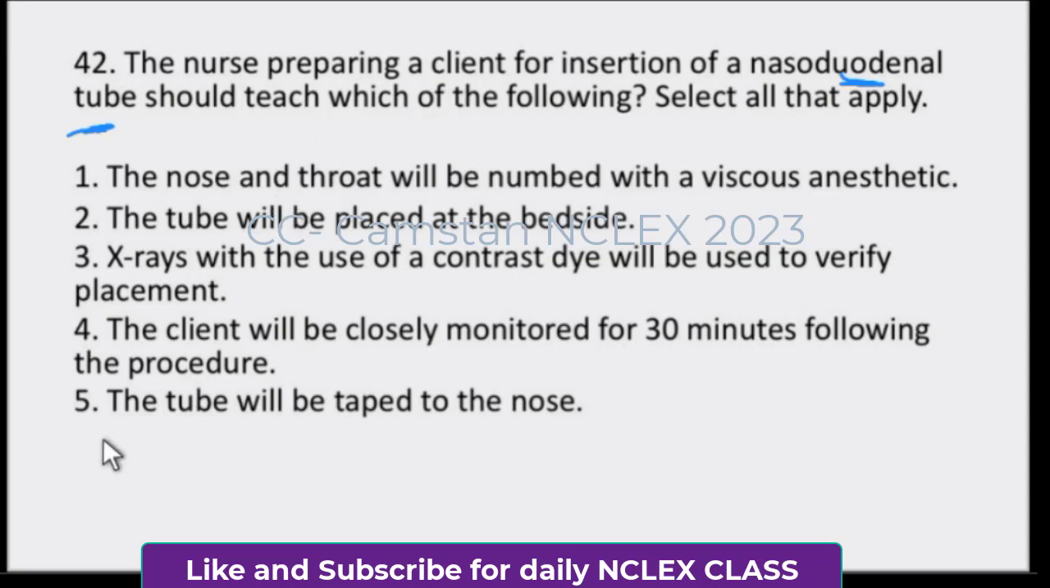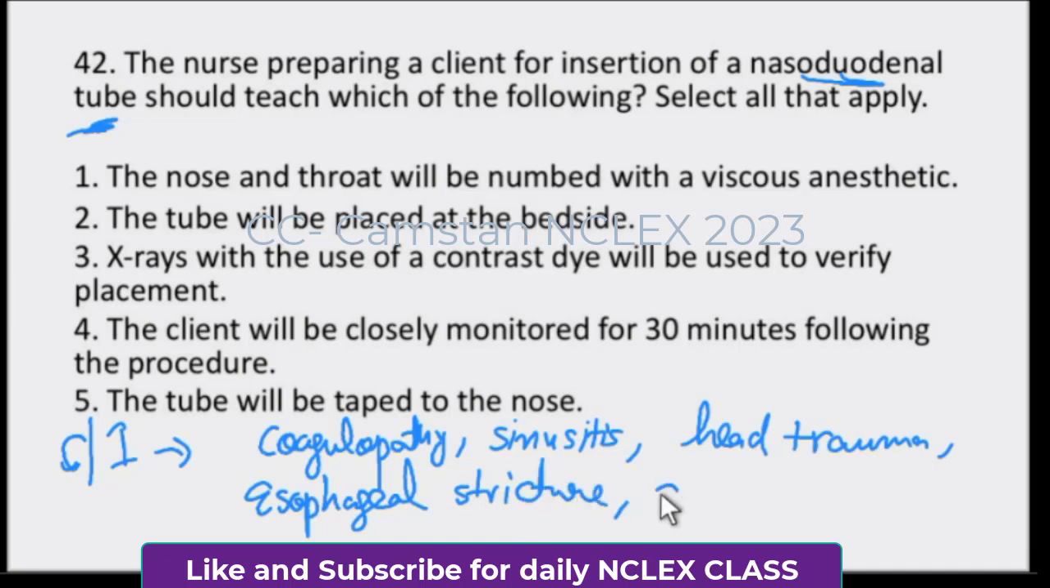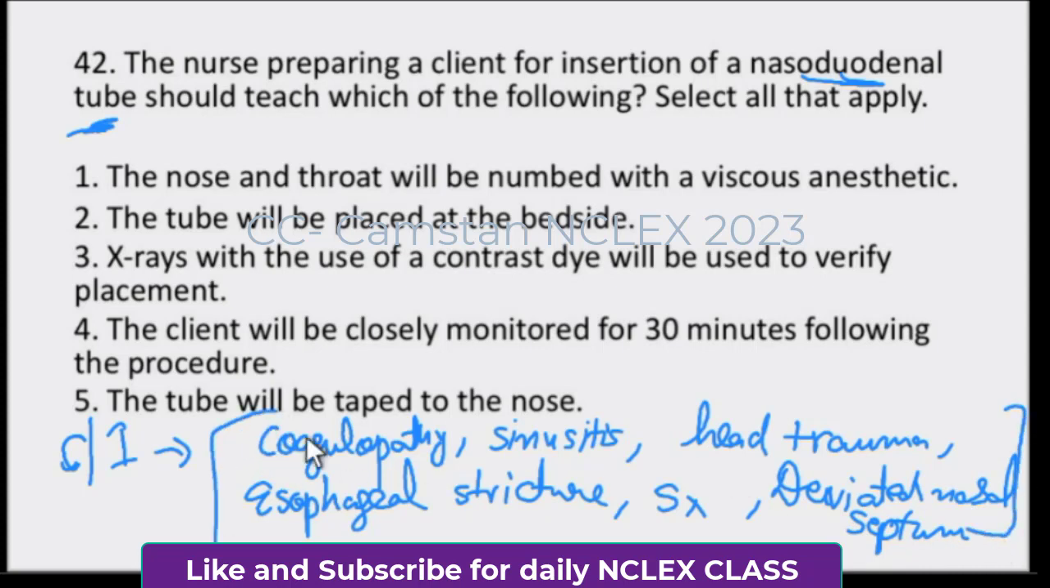Right. Now, what are the cases in which we cannot use this nasoduodenal tube? That is, what are the contraindications? Contraindications are coagulopathy, sinusitis, head trauma, esophageal strictures, or any surgery, or deviated nasal septum. So these are the few conditions in which we cannot use this nasoduodenal tube, right? So now let's read the options.